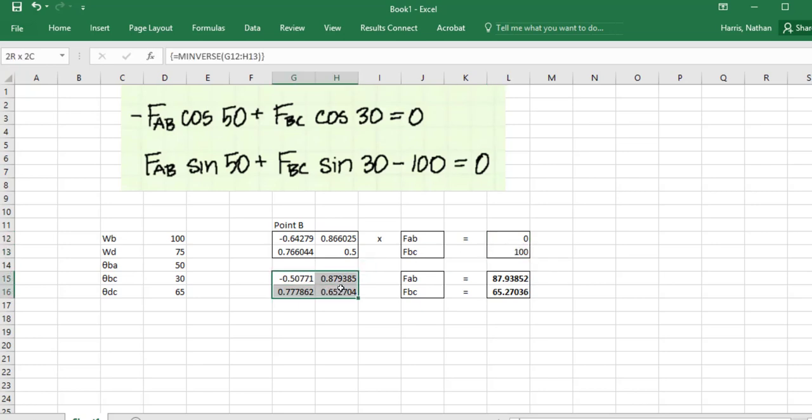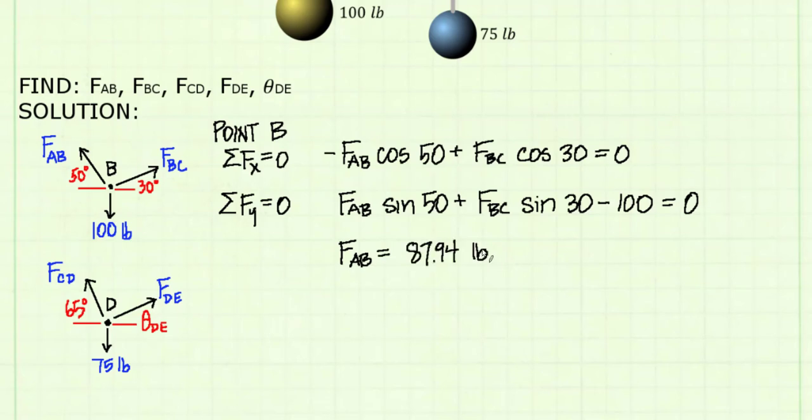So here's my inverse matrix. I multiply it by my constants vector to get my answers, 87.94 pounds and 65.27 pounds for force AB and force BC respectively. So I've got two of my 5 unknowns.